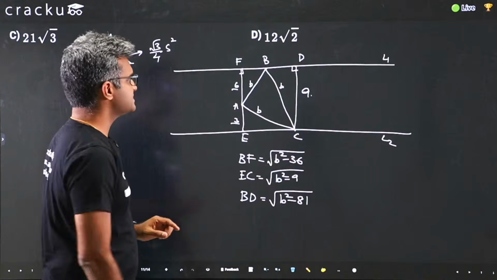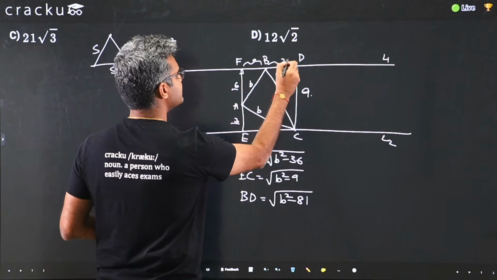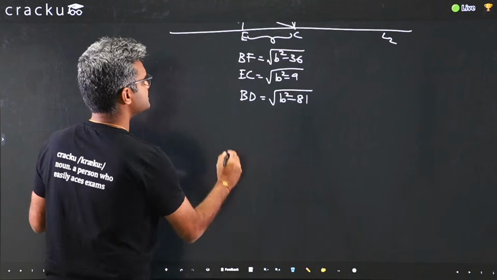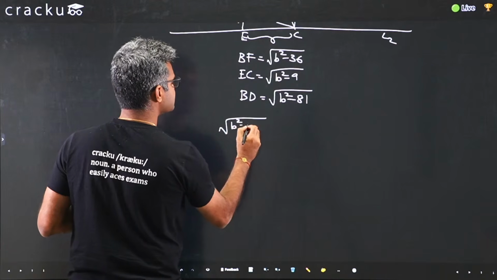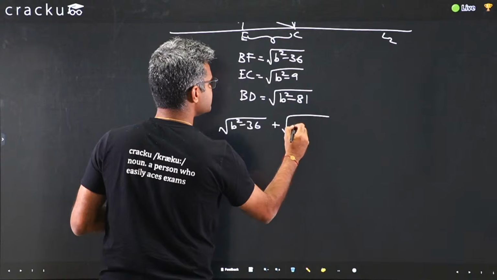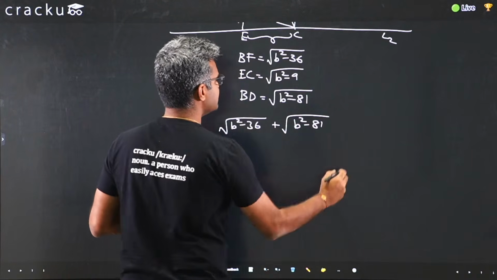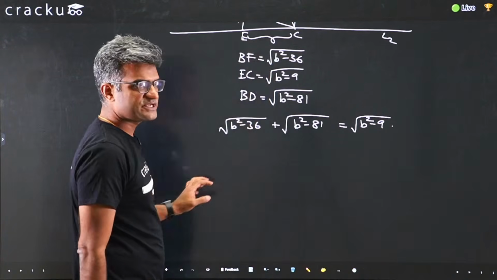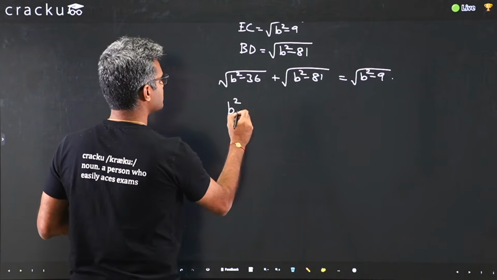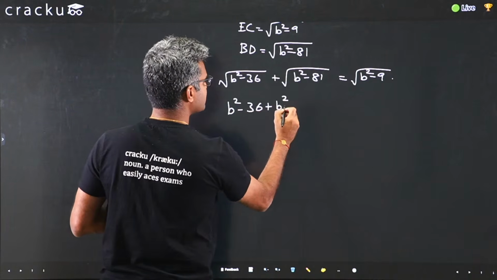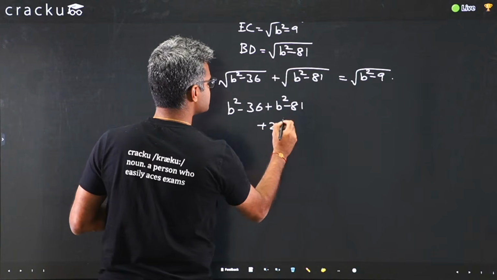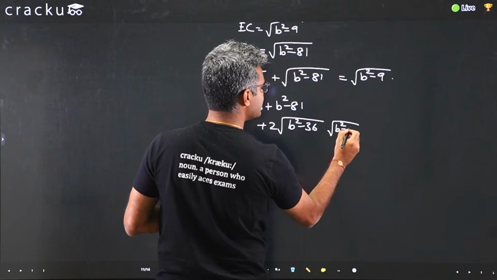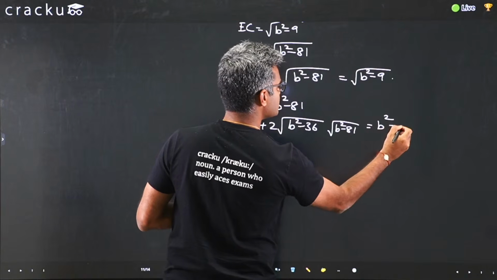Now one thing you have to notice is BF plus BD will be equal to EC. That is the equation that we will be using. That is square root of B square minus 36 plus square root of B square minus 81 is equal to square root of B square minus 9. We can square both sides. We are going to get B square minus 36 plus B square minus 81 plus 2 times square root of B square minus 36 into square root of B square minus 81 is equal to B square minus 9.